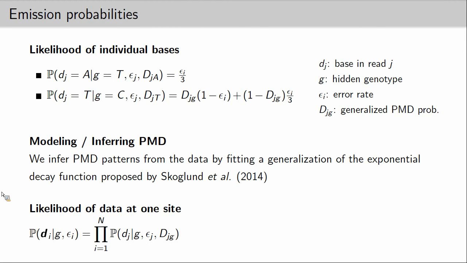Okay. Once we have figured out how to do these probabilities, we can easily assume that the individual reads at one location are independent, so we just have to integrate all these different reads. We just have to take the product across all the individual data points that we get for the same site to get our likelihood.